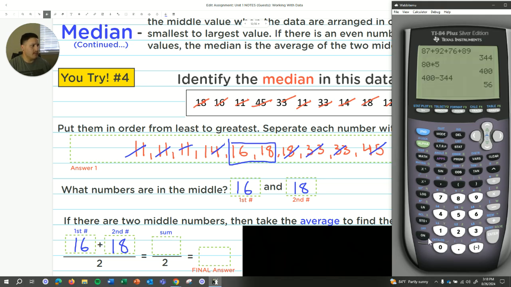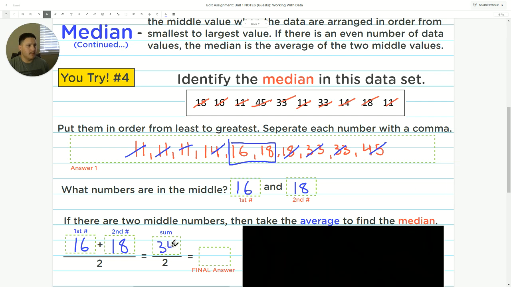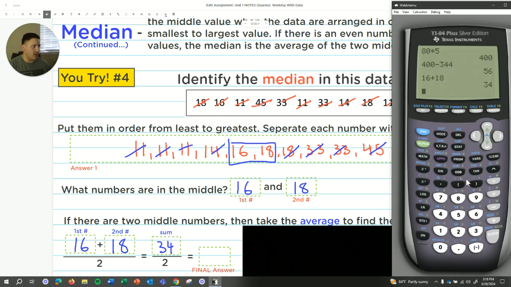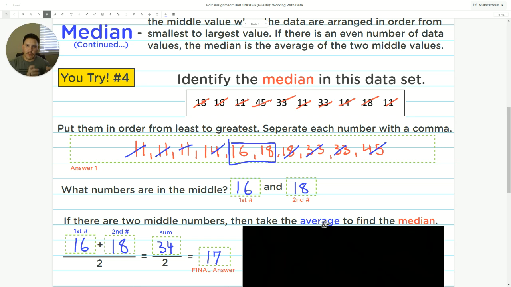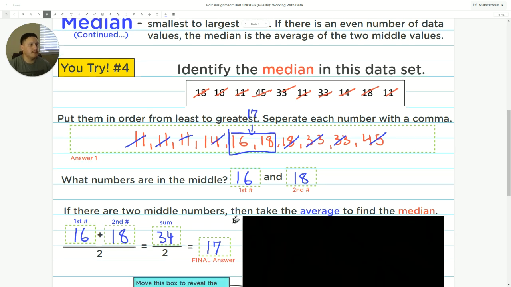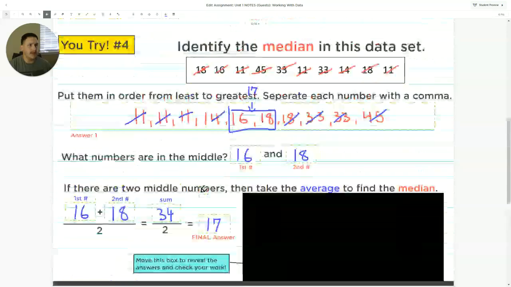So 16 plus 18, which gives me 34. I'm then going to divide that by 2, and it should give me 17. And so now we found the average, but this is still called the median here. So the middle number, the median, even though it's not shown in the list, is 17. So this is our median because of these 2 right here. That's it for you try number 4.